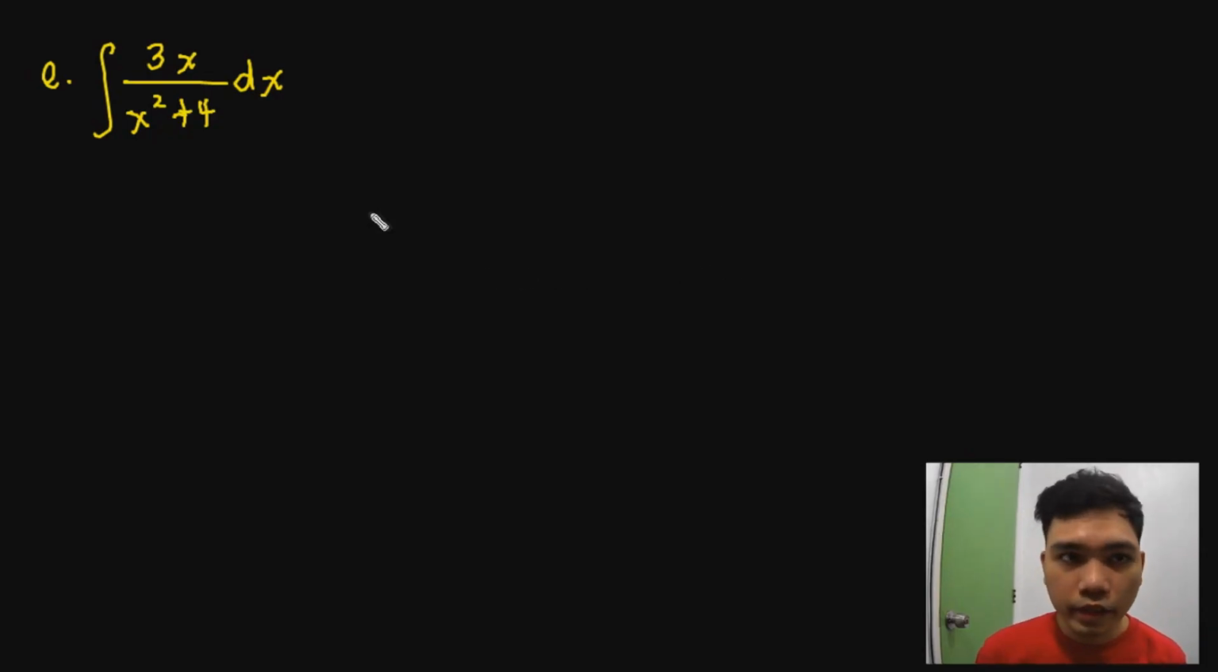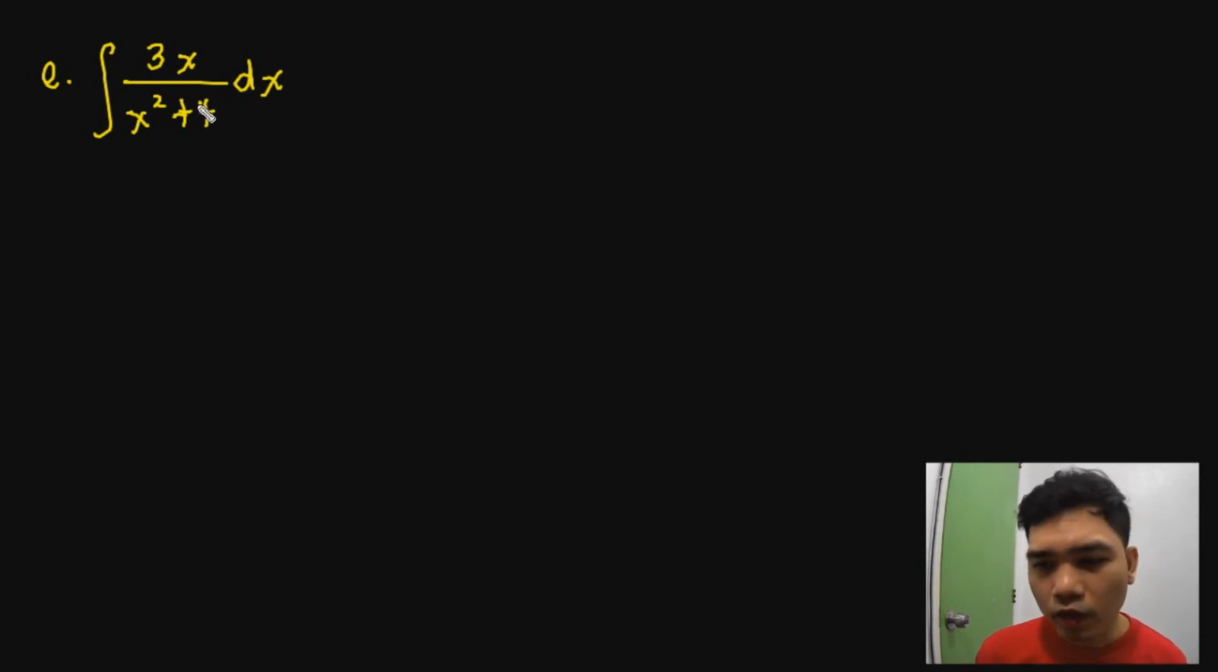Now let's have this letter E. For this problem, what we have here is the integral of 3x over x squared plus 4 dx. Now the difference from the other one is that we have actually an x here instead of just having a constant. Remember, in this kind of expression, you have to carefully look at the denominator for any rational expression.